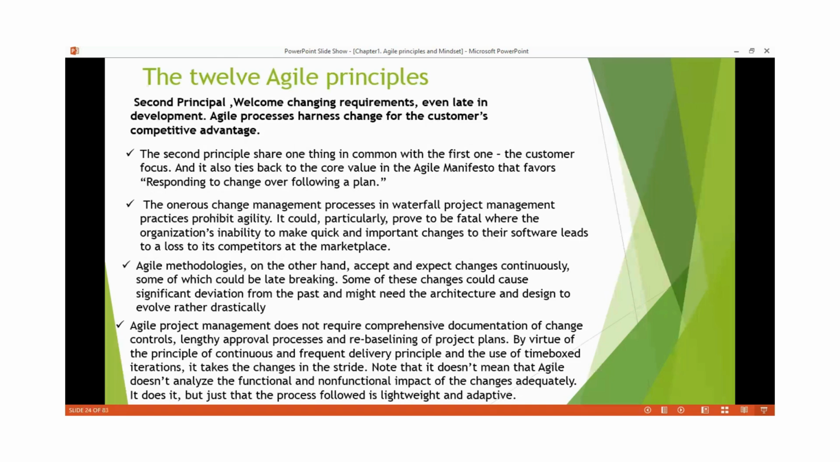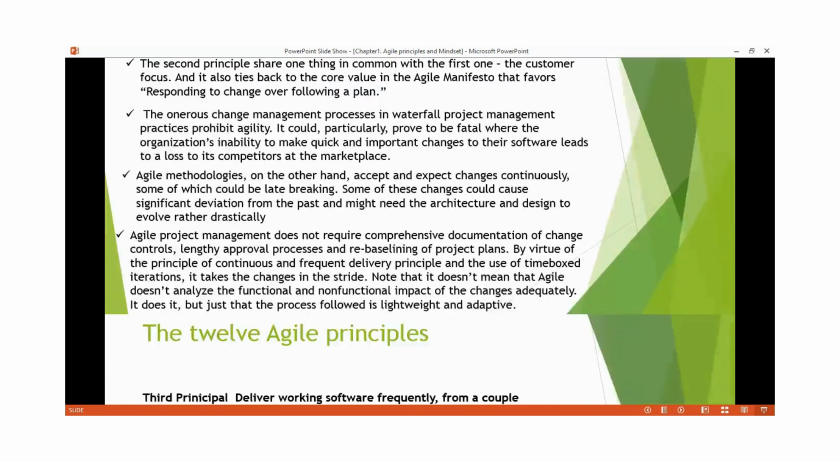Right. The second principle is: welcome changing requirements, even late in software development, as agile processes harness change for the customer's competitive advantage. So again, we're looking at the second part, welcoming and responding to changes, even late in development. Here in agile, since we're having small features being produced, it is easier for the customers or the stakeholders to investigate and try them, and the vendor side will be able to respond to that change in a faster and more unique way.